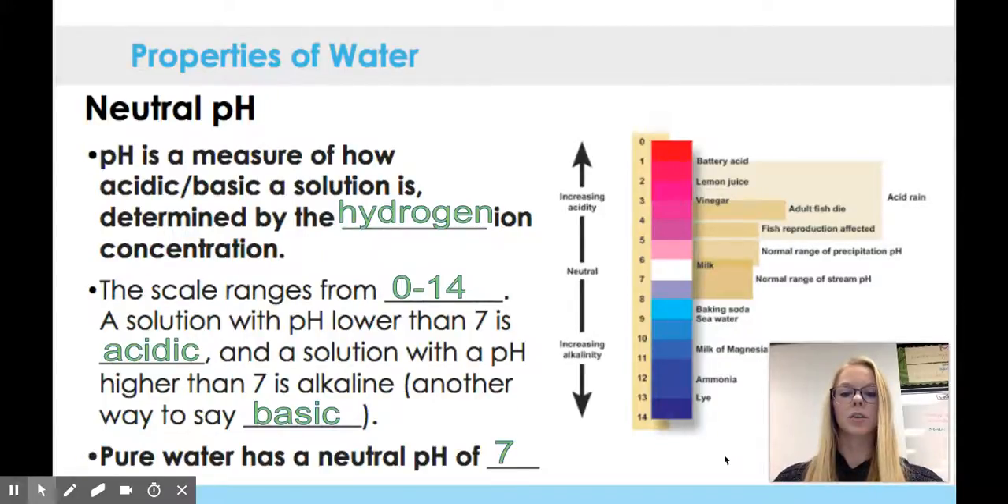Pure water has a neutral pH of 7. Every liquid in your life has a neutral pH. For example, your blood has a pH of 7.35. It is important to keep your blood at its optimal pH because it needs the appropriate hydrogen concentration to function properly.